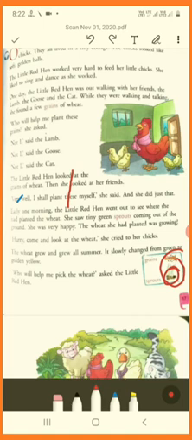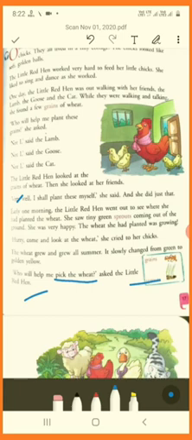Okay, so the wheat she had planted was growing and she cried, hurry, come and look at the wheat. The wheat grew and grew all summer. It slowly changed from green to what color? Golden yellow, right? "Who will help me pick the wheat?" asked the little red hen. So the little red hen asked once again, who will help me pick the wheat?